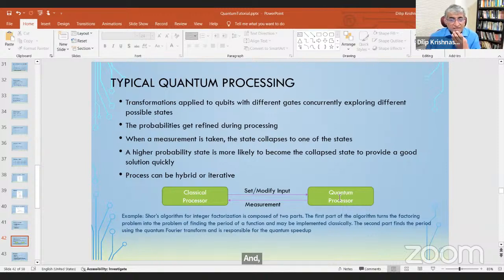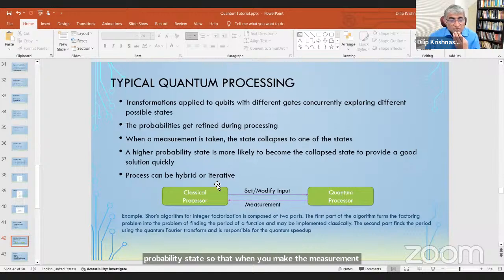It's possible that as you continually iterate through this, you might be increasing the amplitude of one of the states, which can become a higher probability state, so that when you make the measurement, that becomes a solution in the system. For example, one of the algorithms for factorization is Shor's algorithm.